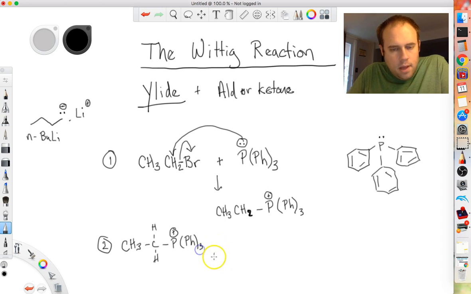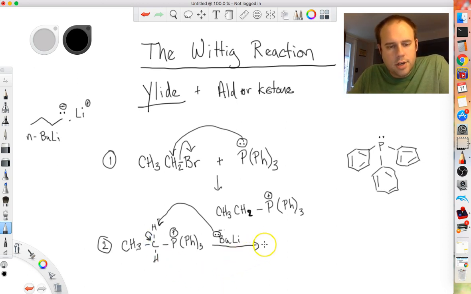Right? So if I expose this to the butyl lithium, where the butyl group really contains a negative charge because it's a carbanion, it's such a strong base, it will readily go over and pick off one of these hydrogens, and these electrons from the hydrogen-carbon bond will go to the carbon, and that will create a sort of carbanion complex, like so. And this right here is the Ylide. We've now created the Ylide right here.